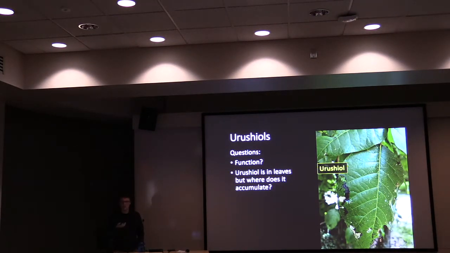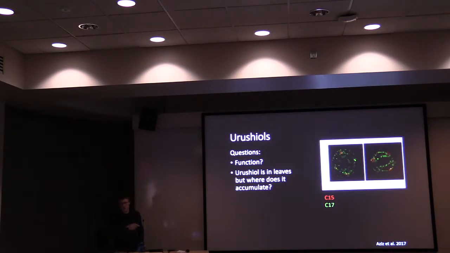Some other things that we don't really know is where in a leaf it accumulates. So pictures like this would tend to suggest that, okay, yes, it's in the leaves or in the veins. However, there hasn't been any work done to actually localize it on a specific tissue basis. The closest that we have is looking at where C15 and C17 urushiols localized within the stems of poison ivy seedlings. And you can see that they seem to be in a couple of different areas here, and maybe localized to some structures that we presume to be resin ducts. However, this is the only work that's been done looking at where urushiol accumulates in specific tissues.